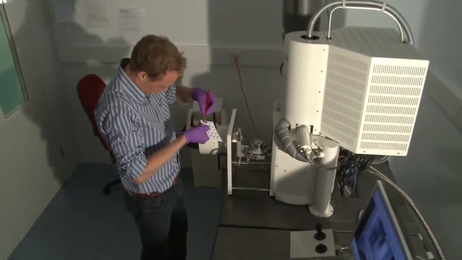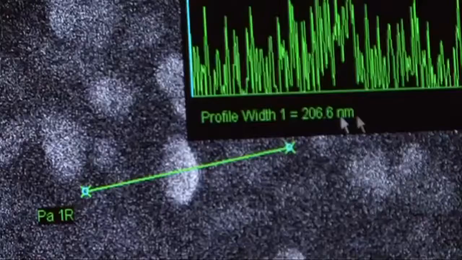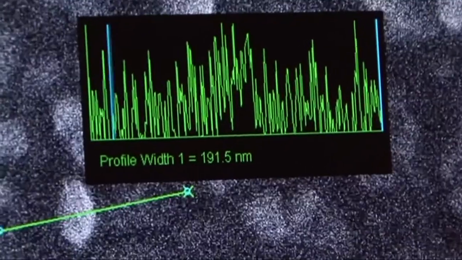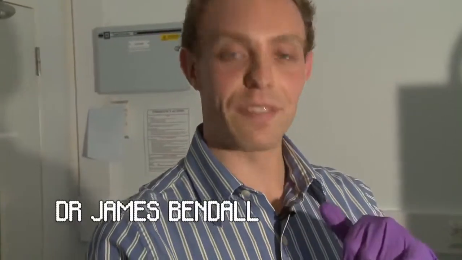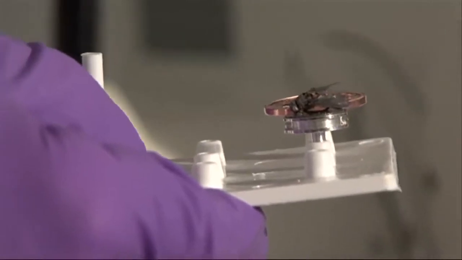To explore the nanoscale, we use very powerful machines called electron microscopes. Today we're going to look at 2 things that you may have seen before. We're going to look at a fly and a coin.